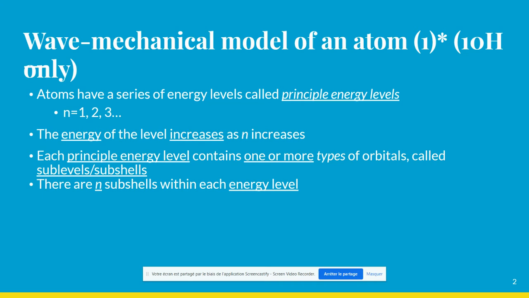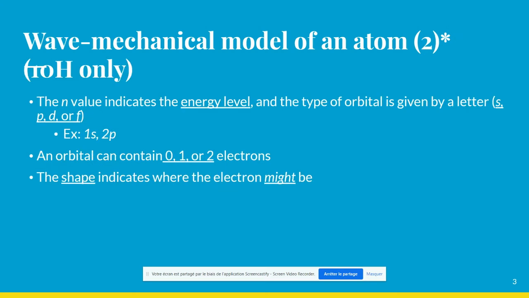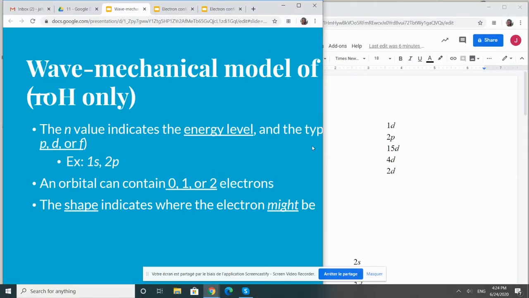And then within each energy level, we have one or more types of orbitals. What that means is just different ways that the electrons are moving around the nucleus, so different shapes. And within each shell, whatever the number is, that's how many subshells there are. So N is equal to 1 has 1 subshell, N is equal to 2 has 2, N is equal to 3 has 3, and so on and so forth. And then I'm going to explain these last portions by writing this out.